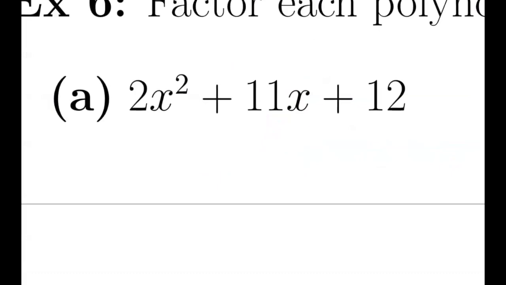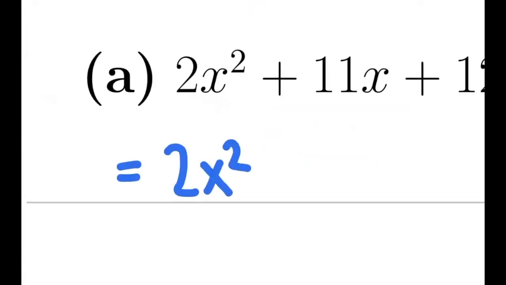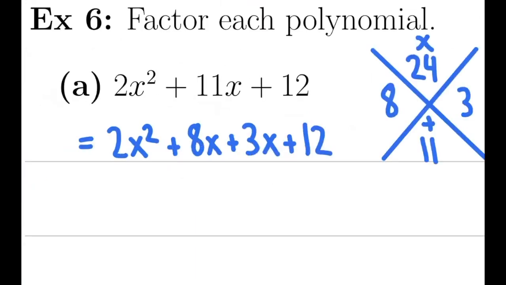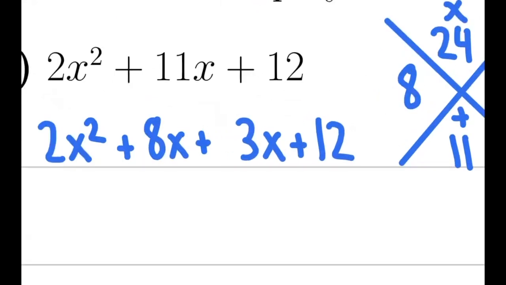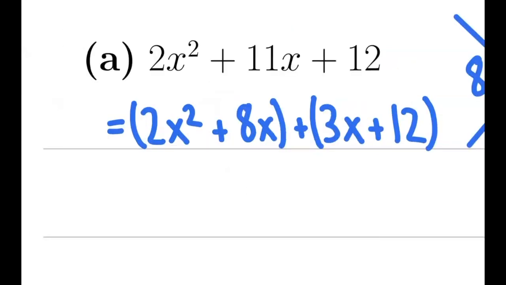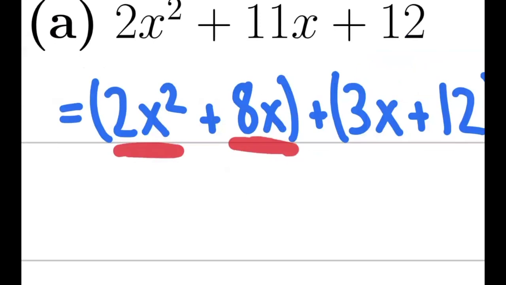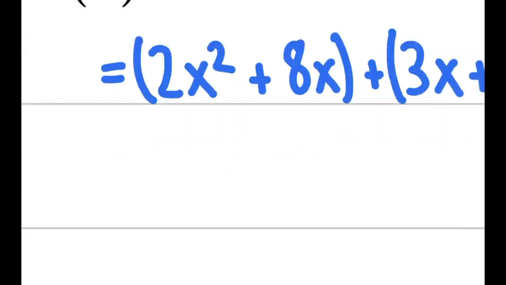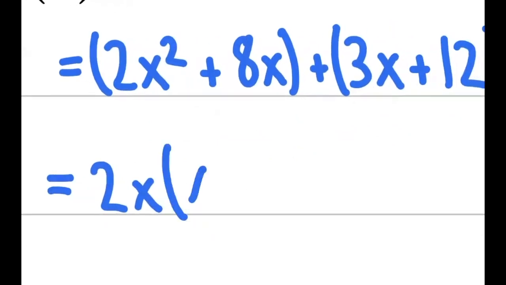So what I'm going to do is split this 11x up into 8x plus 3x. And I'm going to group the first two and the last two terms like this. Using the distributive property, I'm going to factor the first two and the last two terms separately. So I'm going to take out the GCF. What's the GCF of these first two terms? 2x. Yeah, so 2x, and you're left with x plus 4.